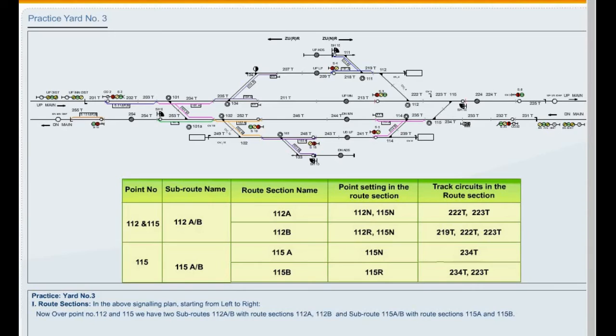Now, over point number 112 and 115, we have two subroutes, 112a by b with route sections 112a, 112b, and subroute 115a by b with route sections 115a and 115b.